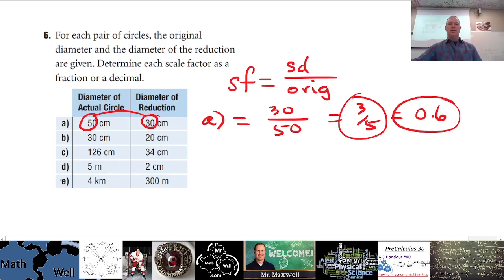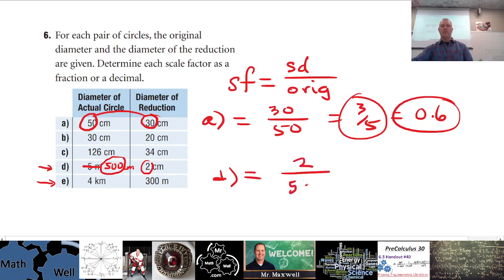So please note in D and in E, the units are not the same, so you can't just divide the numbers. You have to get to the same units. So 5 meters in D, that's actually 500 centimeters. So then you do 2 divided by 500. So please notice that. 2 divided by 500.